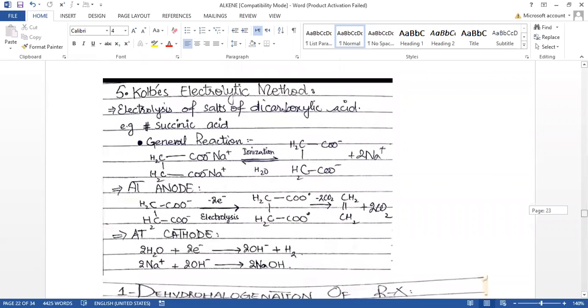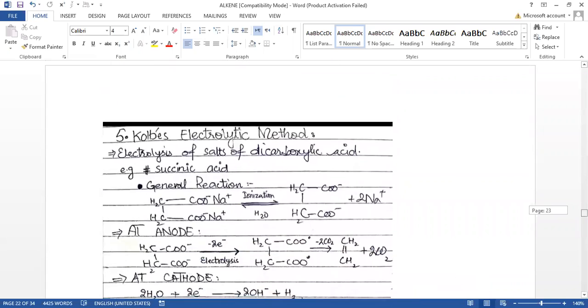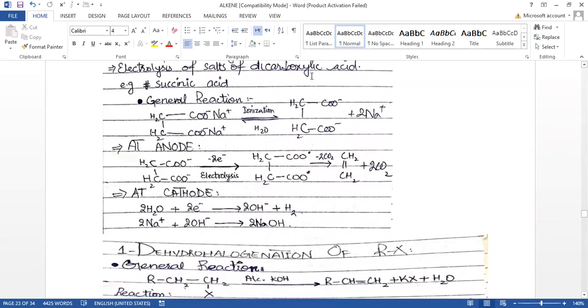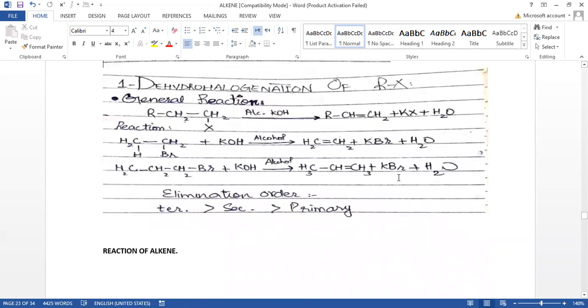The next method is the Kolbe electrolytic method, which is from the electrolysis of the salt of a dicarboxylic acid, which is succinic acid. The general reaction is of the sodium salt of the dicarboxylic acid, which is done through electrolysis. At anode and cathode, there are two different reactions. The next one is dehydrohalogenation of alkyl halide, in which we react the alkyl halide with alcoholic KOH and we get the respective alkene. The elimination order is tertiary, secondary, and primary.